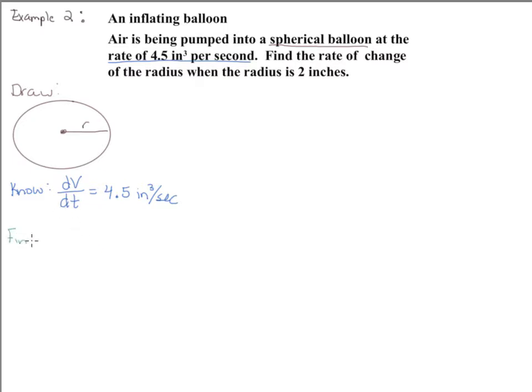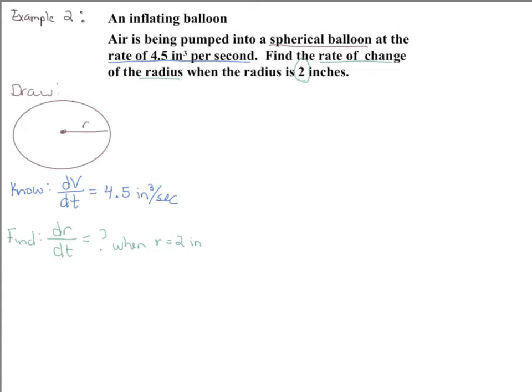Okay, what are we trying to figure out in this problem? We want to find the rate of change of the radius. So the rate in which the radius is changing, the derivative of r with respect to time, is what we need to figure out. And we want to figure this out at the instant when r is equal to 2 inches. So picture what I know, what I need to know.